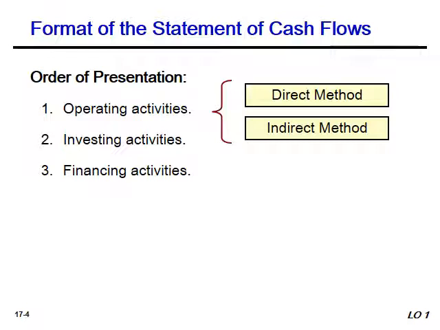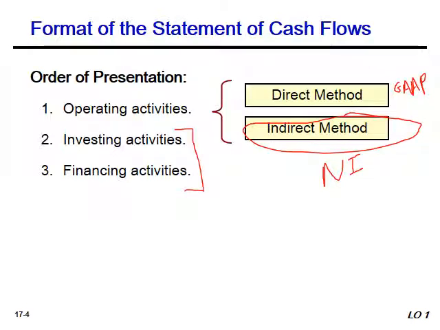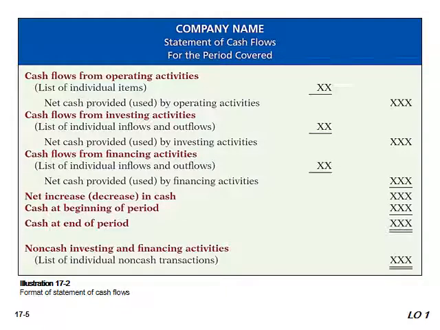Okay, so two ways to do your statement of cash flows. There's a direct method and an indirect method. The direct method is actually the method that GAAP would prefer that is used. However, the majority of companies actually do the indirect method. The indirect method starts with net income and adjusts it to cash flow. Both methods do the same steps for investing and financing activities.